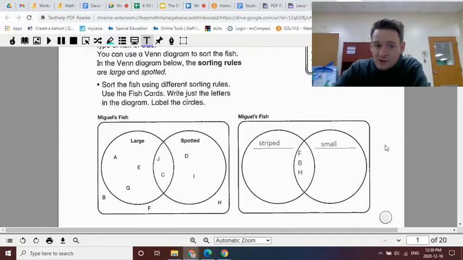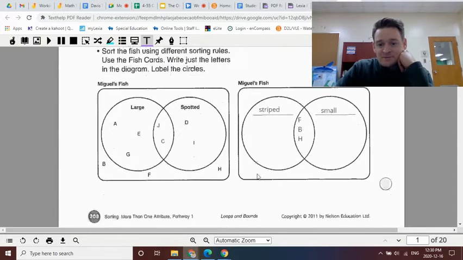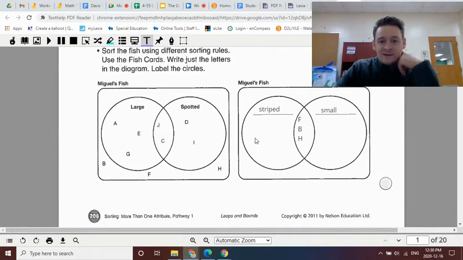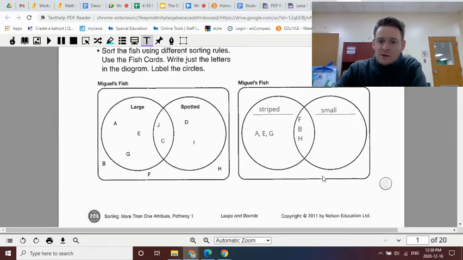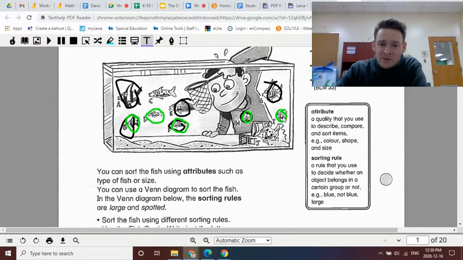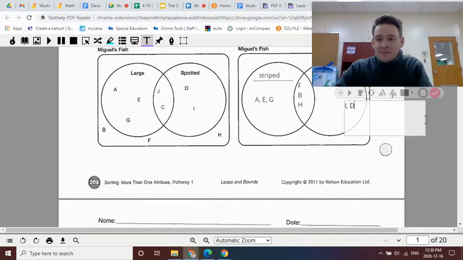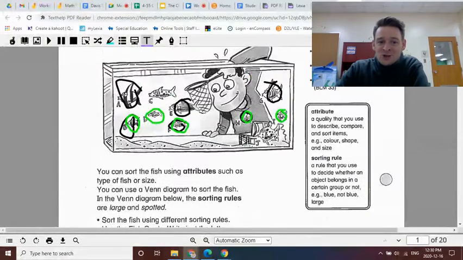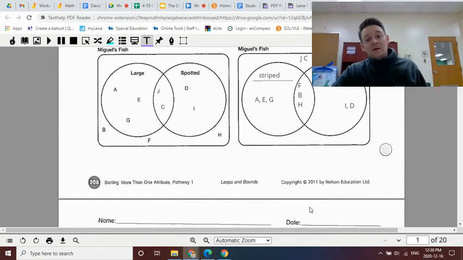And my fish that are striped would be black circled fish, A, E, G. I can do that. A, E, G. And fish that are small but not striped, I have I and D. I and D. And my fish that weren't circled at all, J and C. So J and C can hang out up here. Awesome. Well, that's the idea.